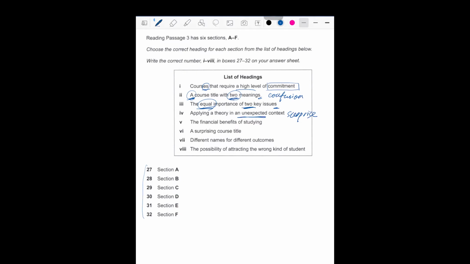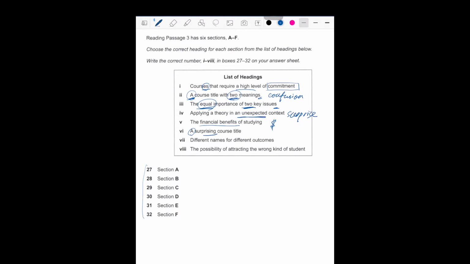Okay, let's look at the fifth one. The financial benefits of studying. Well, very clear here. Financial benefits relates to money. Maybe we'll talk about higher salaries. There obviously will be money involved, or you may be promoted faster. Financial benefits of studying. Okay. The sixth one, a surprising course title. A title, just one, not 2. A surprising course title always comes to you as a surprise, meaning unexpected.